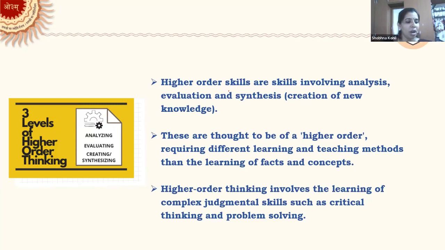So we call these skills higher order thinking skills because they require learning of complex judgmental skills such as critical thinking and problem solving instead of simply learning facts and concepts. If you know simple concepts, simple facts, but you also know how to take complex judgments and how to use those things in a current situation or problem, it means you know better than the simple concepts and facts. Am I right, teachers?